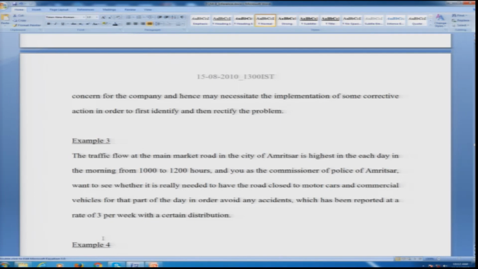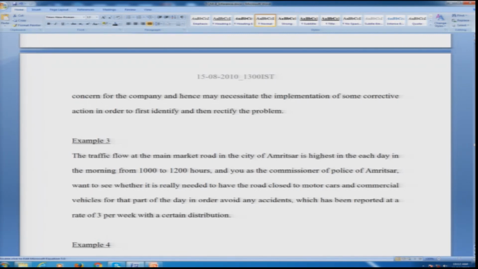Example 3, the third example. The traffic flow at the main market road in the city of Amritsar is highest each day in the morning from 10 hours to 12 hours Indian Standard Time, and you, as the Commissioner of Police in Amritsar, want to see whether it is really needed to have the road closed to motor cars and commercial vehicles for that part of the day in order to avoid any accidents, which have been reported at a rate of 3 per week with a certain distribution.